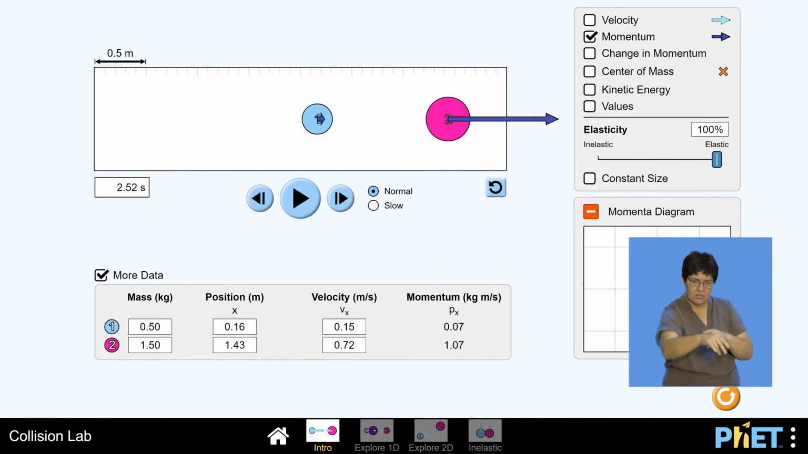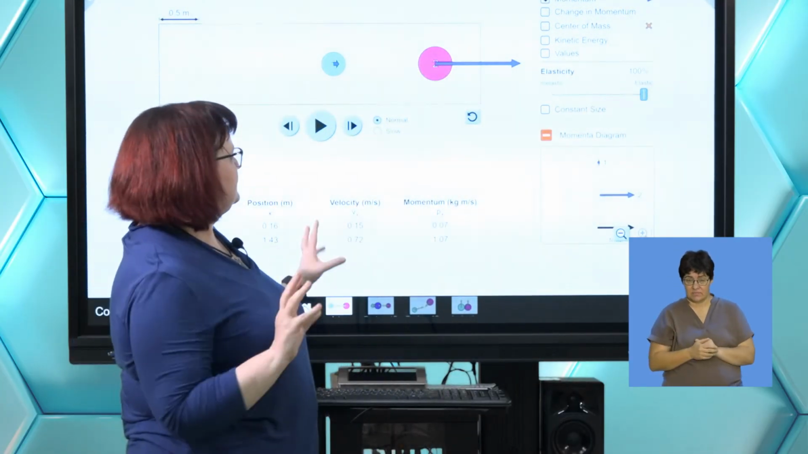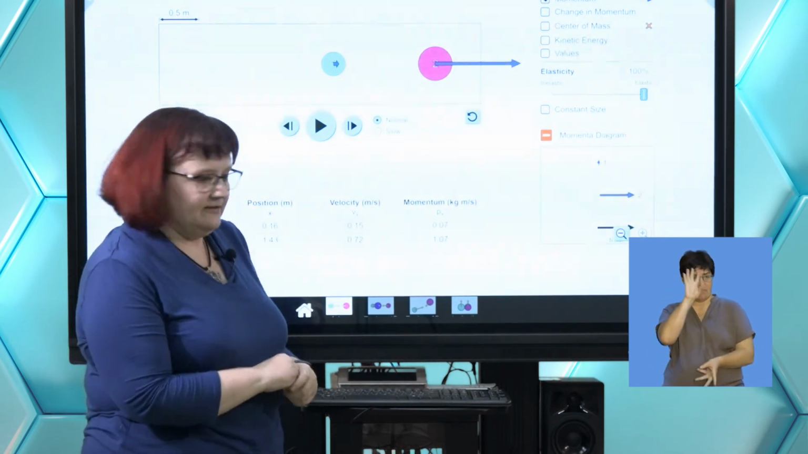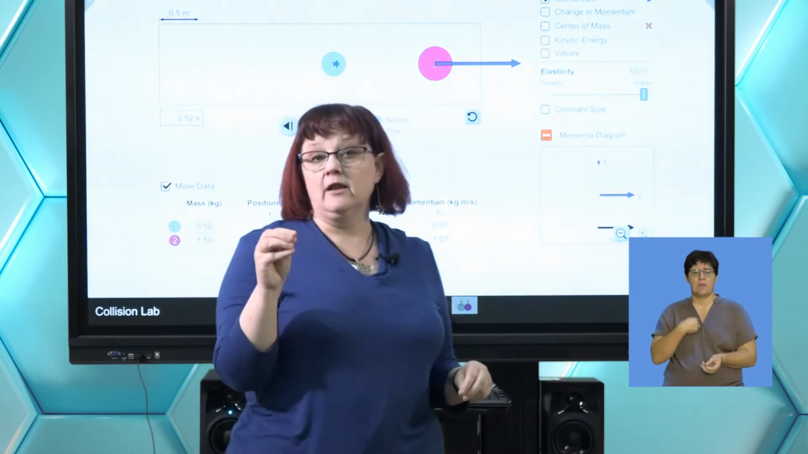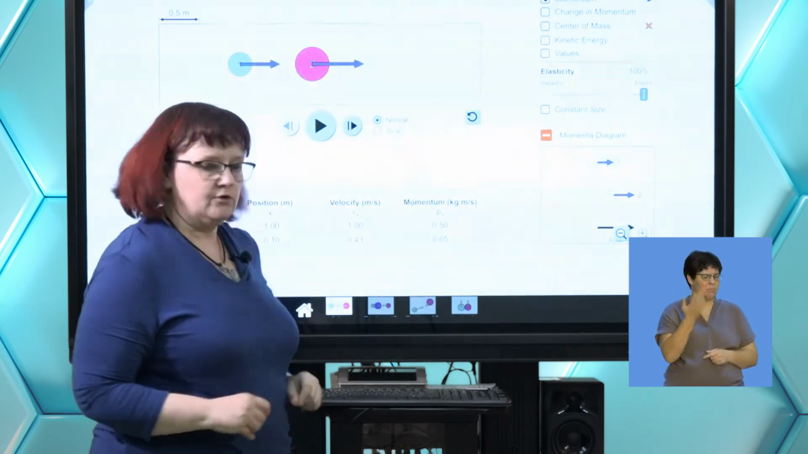Now when it bumps off, number one, its velocity decreased significantly. Number two, sped up. It's like a bumper car. Okay, so it got faster. Now you're going to tell me, Tracy, something's gone wrong. Because if I add these two together now, I get 1.14. But when I reset it over here, my total is 1.15.